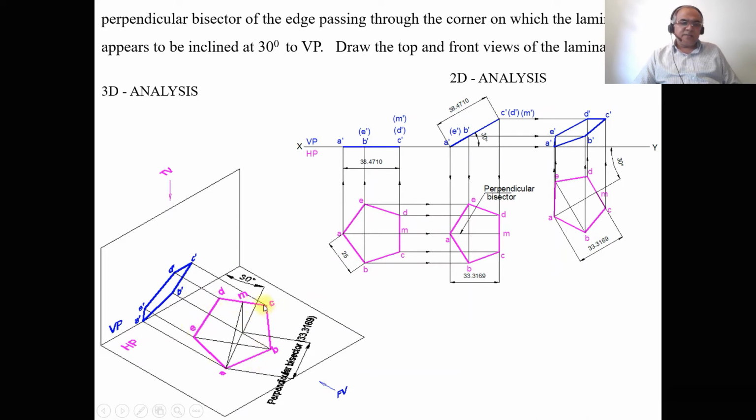And once you rotate the surface, and then when you look from the front view, ABC is near to the observer. So A dash, B dash, C dash is visible, and again D dash, M dash, and E dash also become visible because of that surface inclination. So this is how you will be able to analyze this problem in 3D and also in 2D.